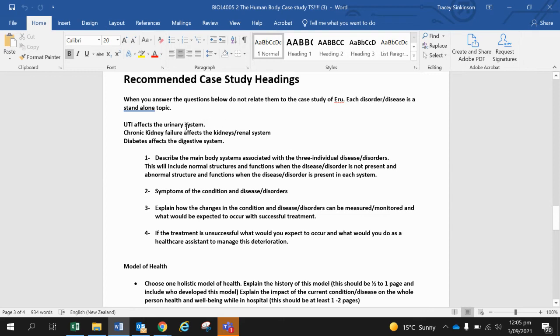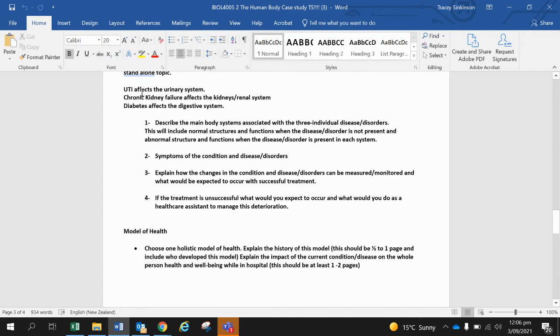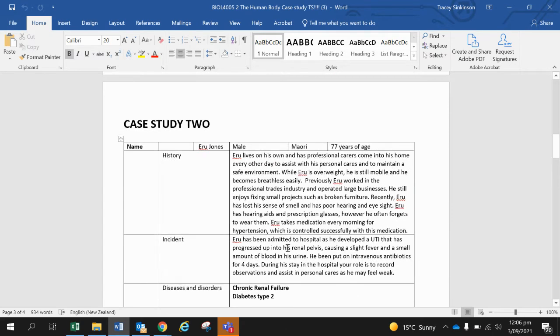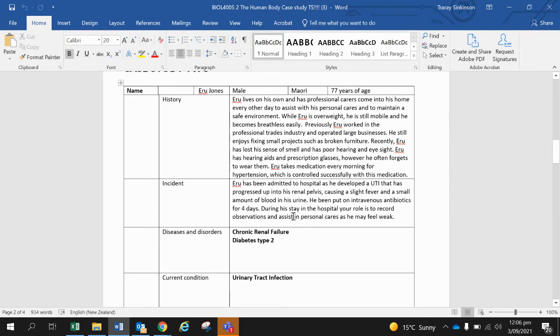All right. So these have been 3 separate conditions, nothing to do with the case study, but they're fantastic for learning. Okay. Because it's the most common that you'll come across. Right. Now we're going to go back to Eru, our little guy here, who has all these great hobbies, all right, and he has all these little issues going on, and he's now in hospital.